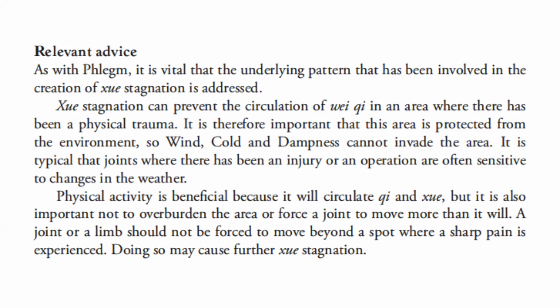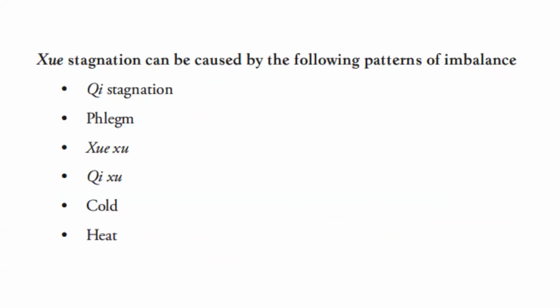It is typical that joints where there has been an injury or an operation are often sensitive to changes in the weather. Physical activity is beneficial because it will circulate qi and shui, but it is also important not to overburden the area or force a joint to move more than it will. A joint or a limb should not be forced to move beyond a spot where a sharp pain is experienced. Doing so may cause further blood stagnation.